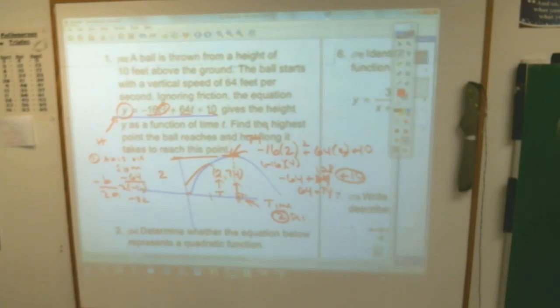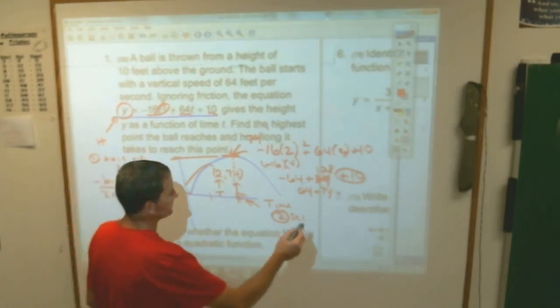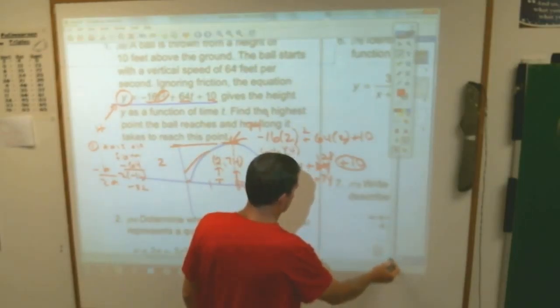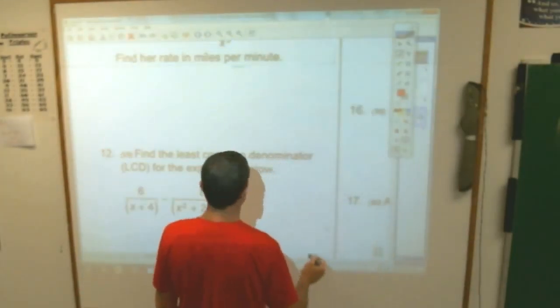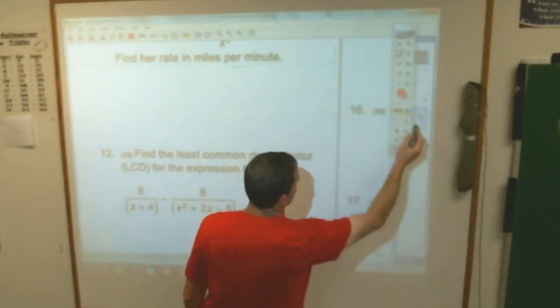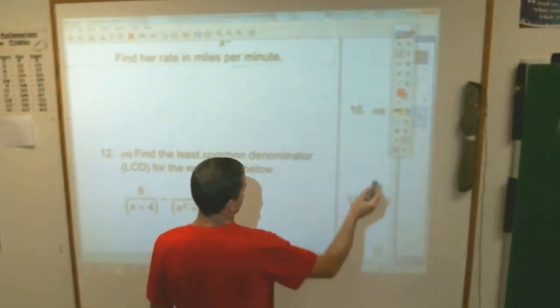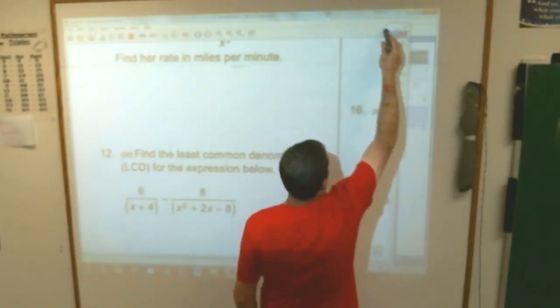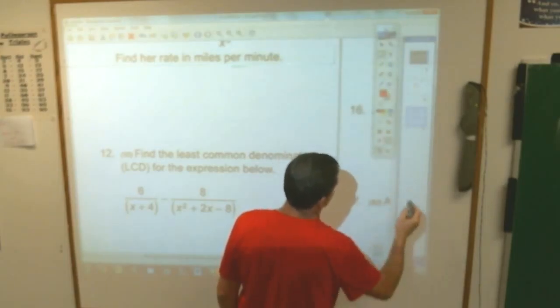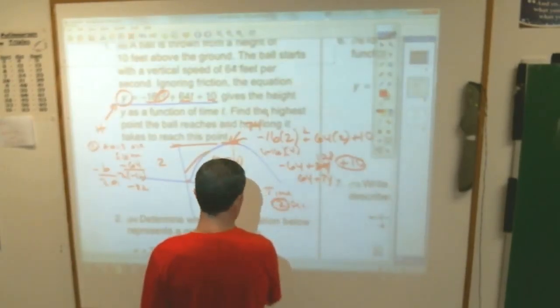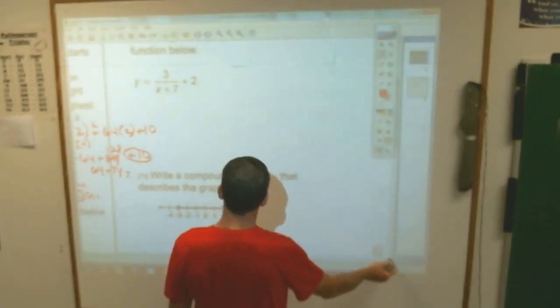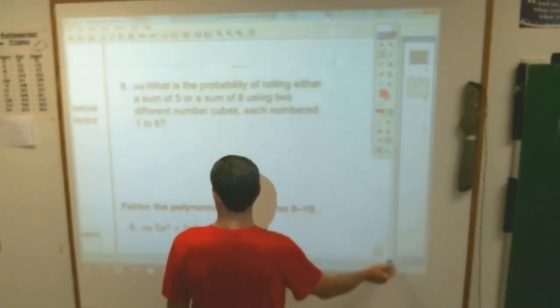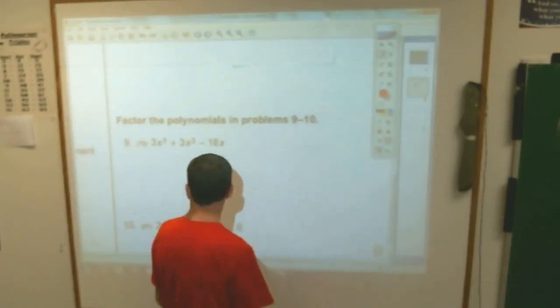Grace. Number 10. Is that on this page or the other page? It's on this one? Wait, the one I was just on or the one I just went to now? The one you went to, the one before. This one. 7, 8, 9, 10.